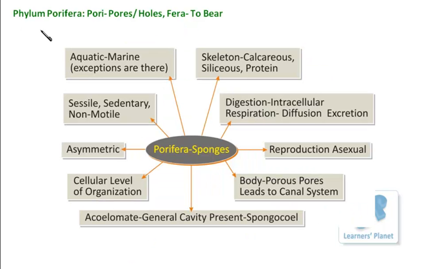So students, the very first phylum that we are going to discuss here is the phylum Porifera. Porifera, you know what is the meaning of this word? Porifera is comprised of two different terms. Number one, pori. Pori means pores or holes. And the second term, fera, means to bear. So these multicellular simple animals are actually bearing holes all over their body surface. Their entire body surface is having these different holes.